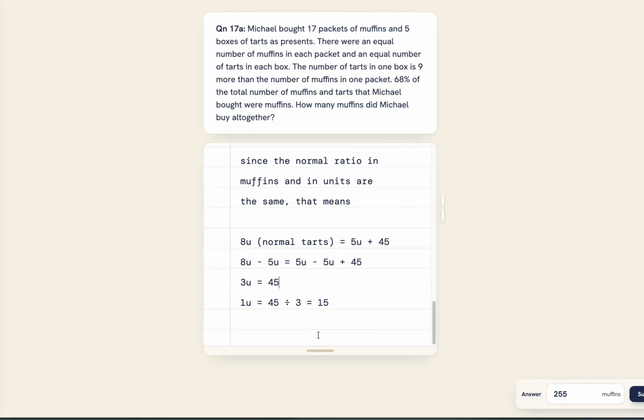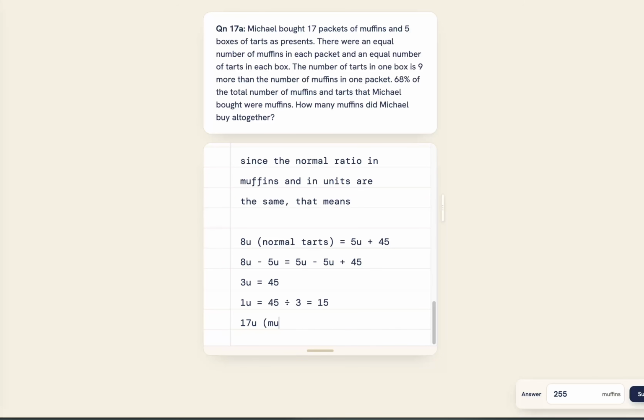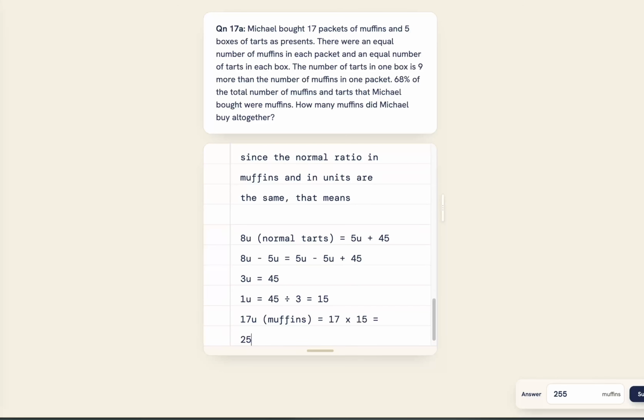We want to know how many muffins? So the number of muffins we have is 17 units. So 17 units is muffins, which will then be equal to 17 times 15, and this will give us 255. There you go. So that's the answer, 255.